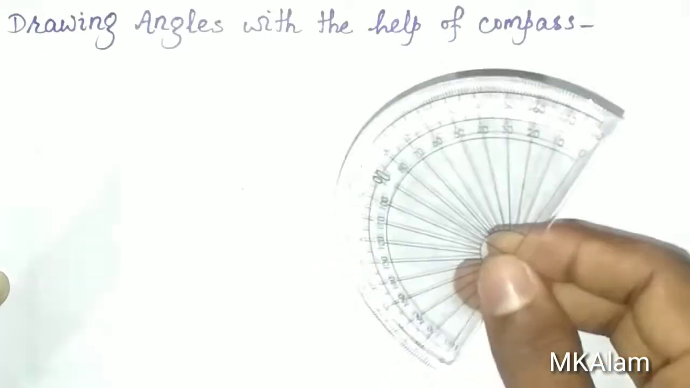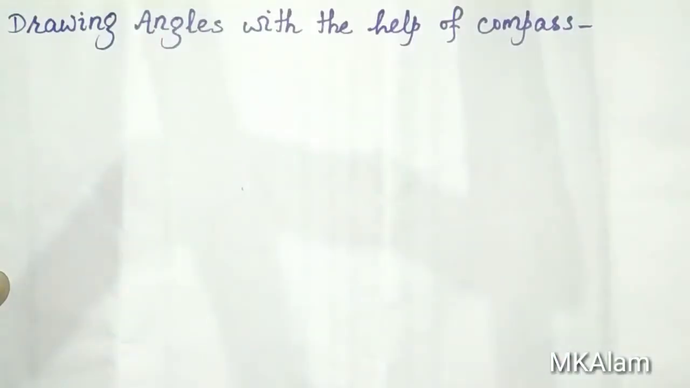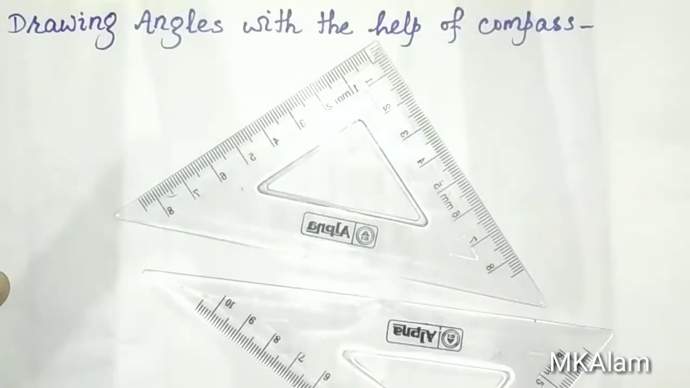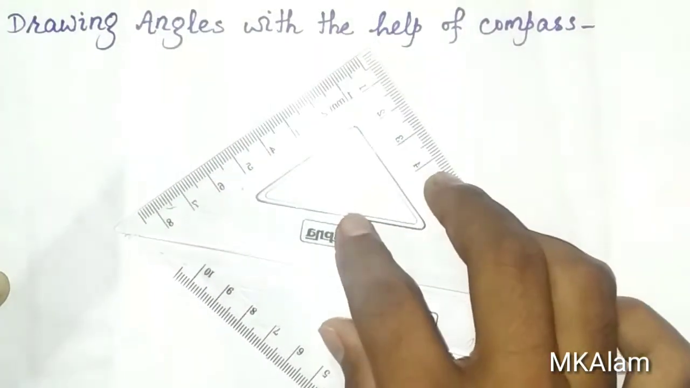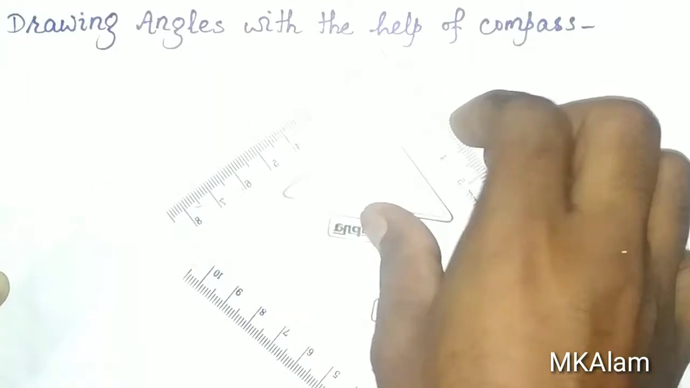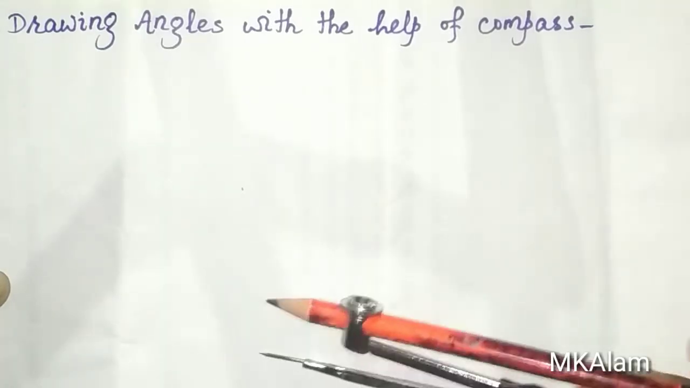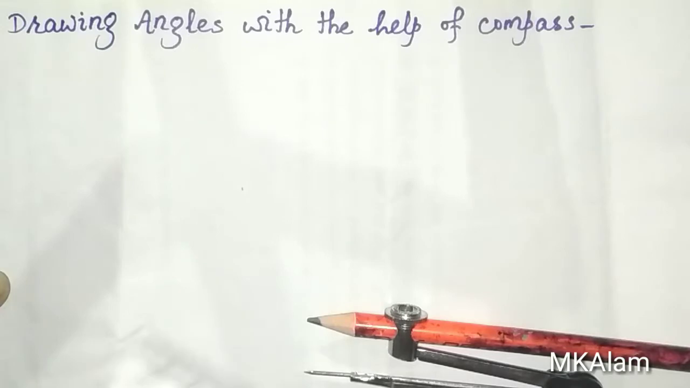It means this is a protractor, and these both are known as a set of squares. Okay, and after this we will draw some angles with the help of a compass and ruler, and we will check what we get, whether it is right or wrong. So let's start.